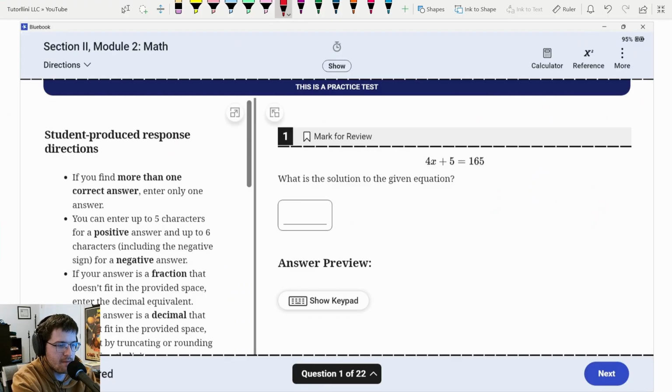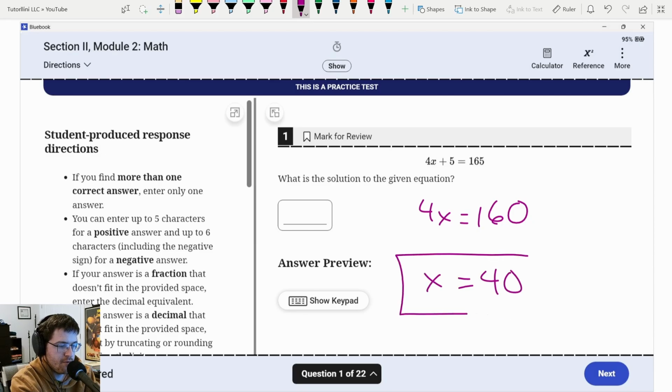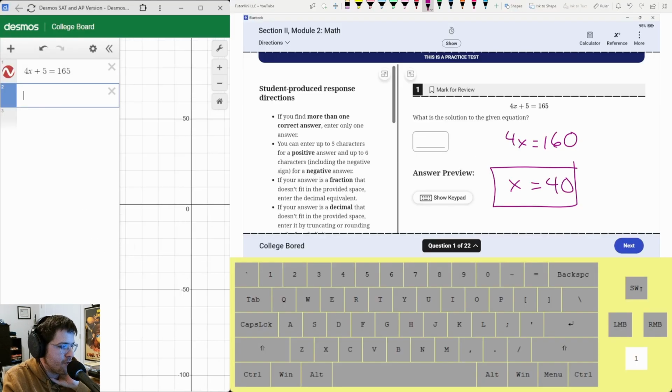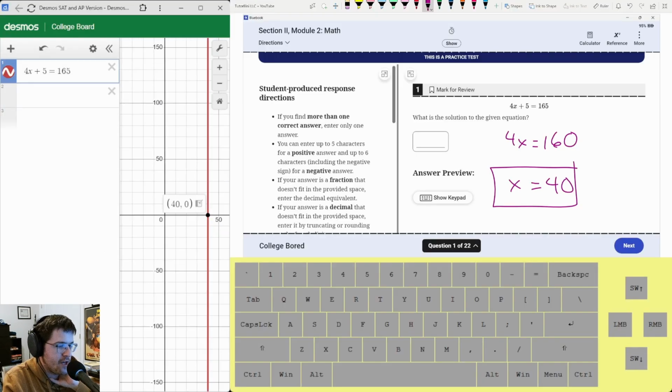Okay, this is the beginning of Module 2A, question 1. So, I want to isolate for x. We're going to move the 5 first because it's farther from the x. So we're going to subtract 5 from both sides, and I get 4x equals 160. I divide both sides by 4, and I get x equals 40. We can also do this on Desmos, so let's go do that. So I just type the equation in verbatim, zoom out a little bit, and I also get 40.